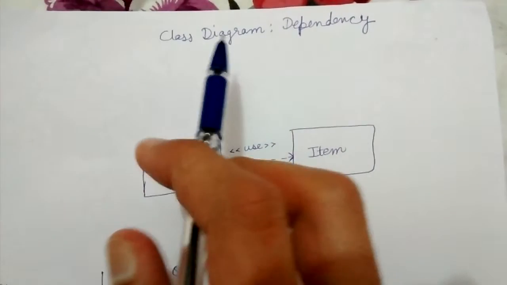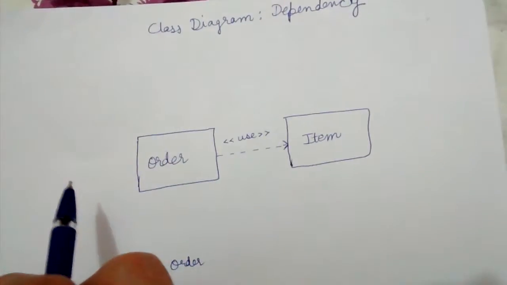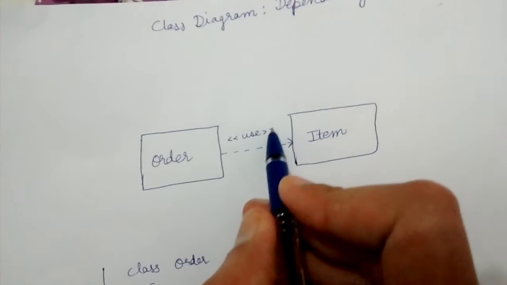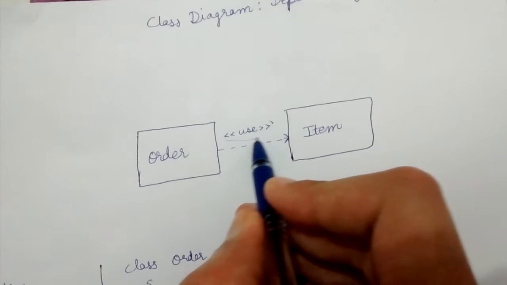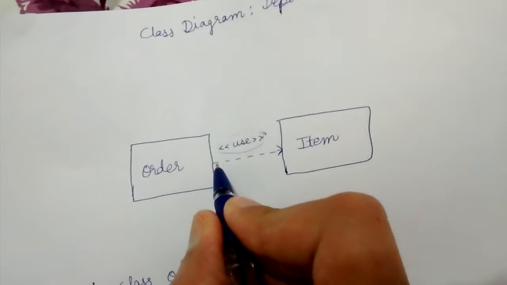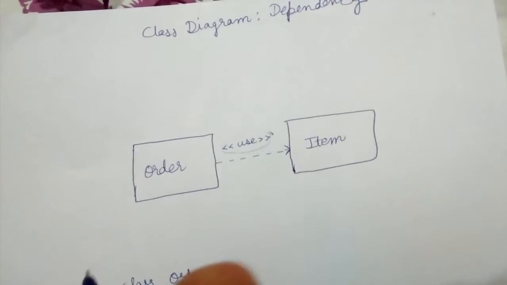So today we will look at the class diagram's dependency relationship. This is a very broad kind of relationship, and generally we use tags like this to represent a dependency. It is represented by a dashed line followed by an open arrow.